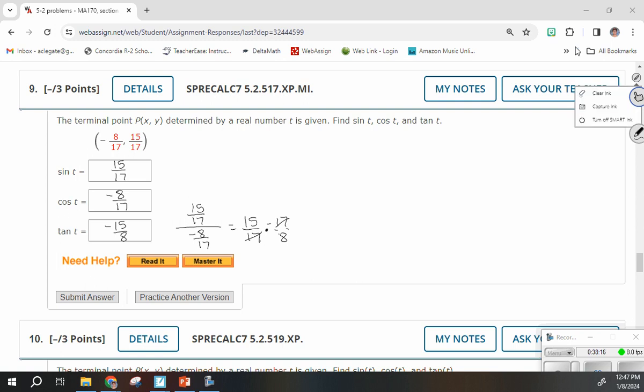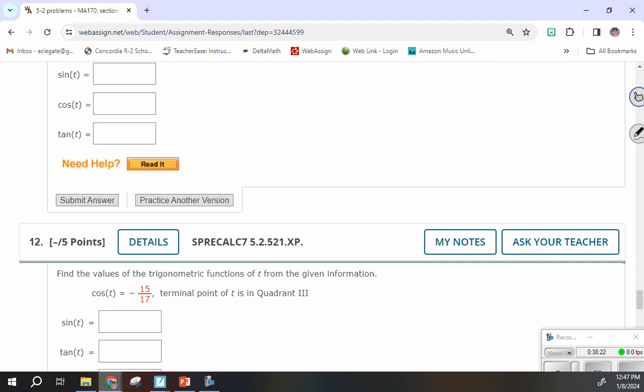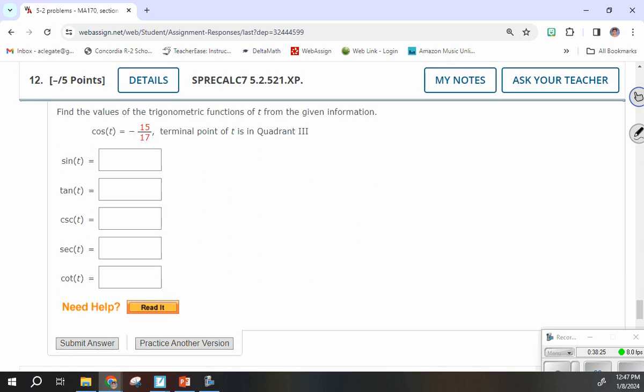There was one that had like all 6 functions that I wanted to look at. Okay, let's look at this one, number 12. Find the values of the trigonometric functions of t from the given information. Now it tells us cosine t is negative 15/17, and it tells us it's in quadrant 3. First of all, right off the bat, quadrant 3, what is positive in quadrant 3? Tangent, and then by default, cotangent. Those are the only ones that are positive in quadrant 3. So the rest of these are all going to be negative.